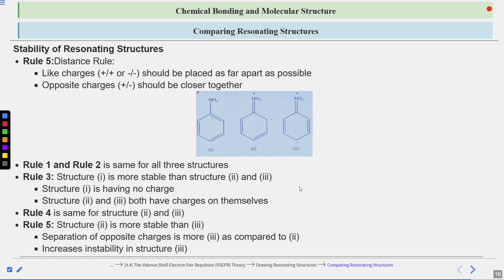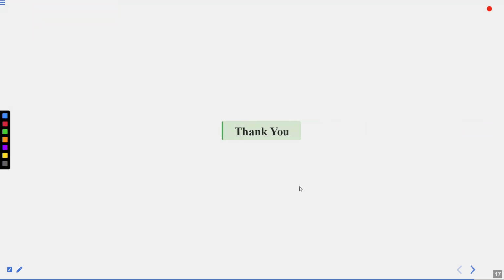I hope you got all the points of comparing the resonating structures and drawing them, and also got the basics of the resonating structures and the VSEPR theory. Tomorrow we will try to draw the shapes and look at the geometries of the structures with the help of VSEPR. Thank you for attending the session. I hope you enjoyed it.